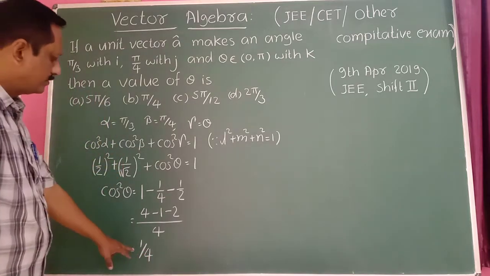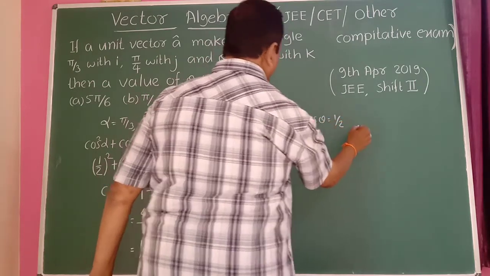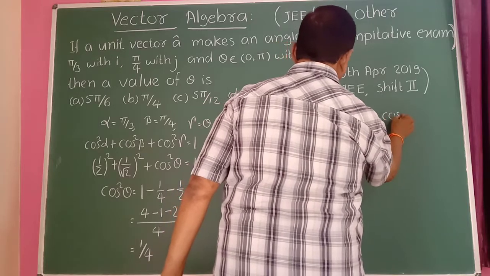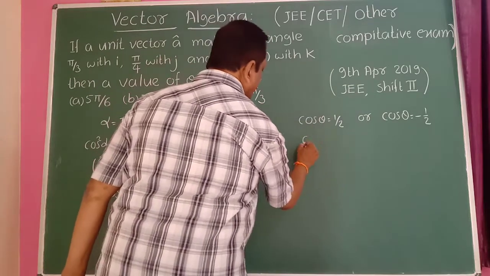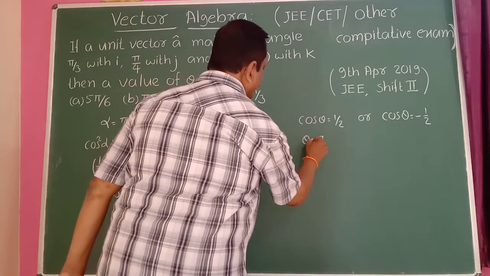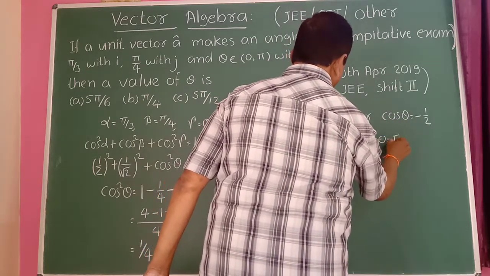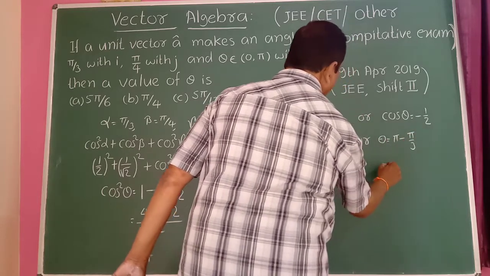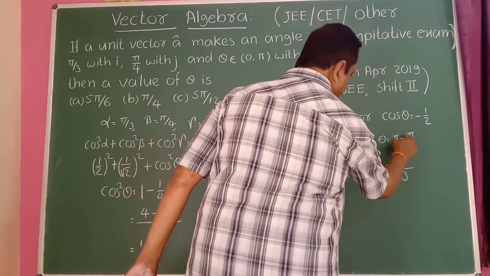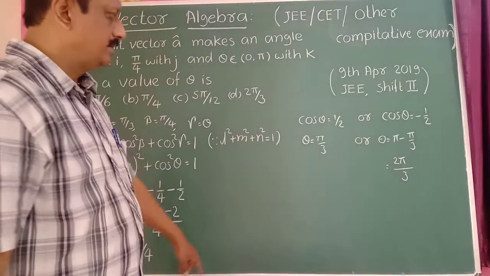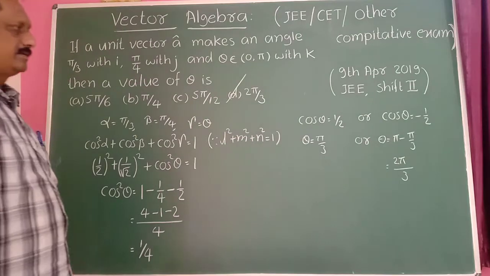So cos square theta is equal to 1 upon 4 means cos theta is equal to 1 upon 2 or minus 1 upon 2. Cos theta is 1 upon 2 means theta is equal to pi by 3, or cos negative here. Hence theta is equal to pi minus of pi by 3. So 3 LCM here. 3 into pi, 3 pi minus pi becomes 2 pi divided by 3. Therefore theta equal to pi by 3 or 2 pi by 3. In this case, D is the correct option here.